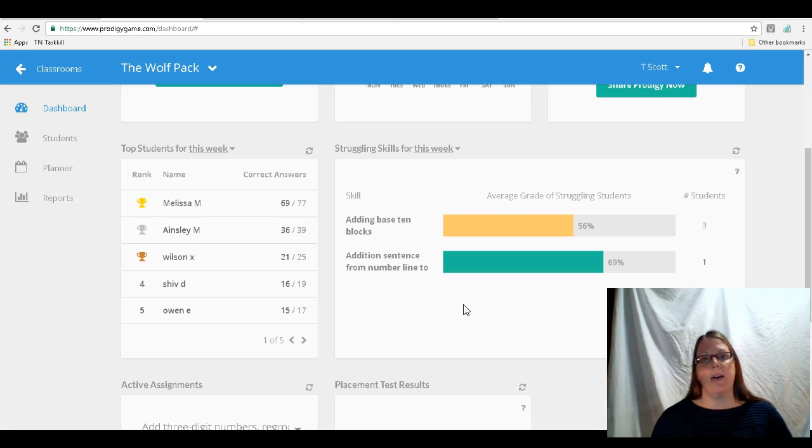Beside that, we have an area that just outlines some struggling skills for the week. They tell you how many students are struggling with those skills and what the skill actually is. So that can help guide your small group instruction if students require that extra support.